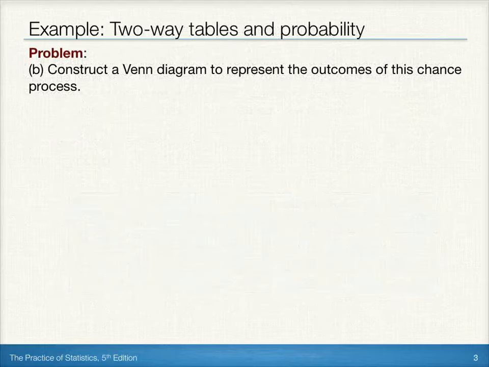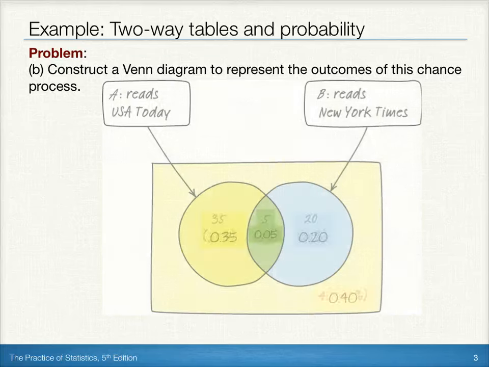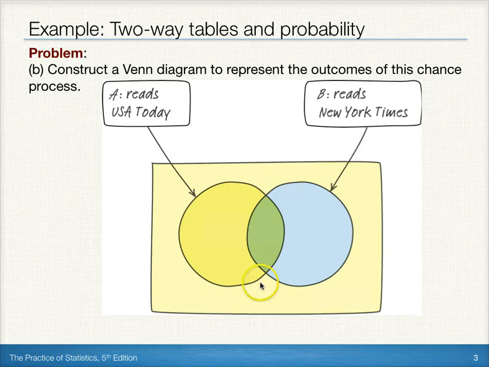Next, we want to construct a Venn diagram to represent the outcomes of this chance process. So to start with, we'll consider our two events. Event A, they read USA Today. Event B, they read New York Times. We'll draw two large overlapping circles to represent the two events. We'll make sure they overlap because we do know that some individuals read both. We'll also want to draw a box around the circles to represent those individuals who don't read either newspaper.